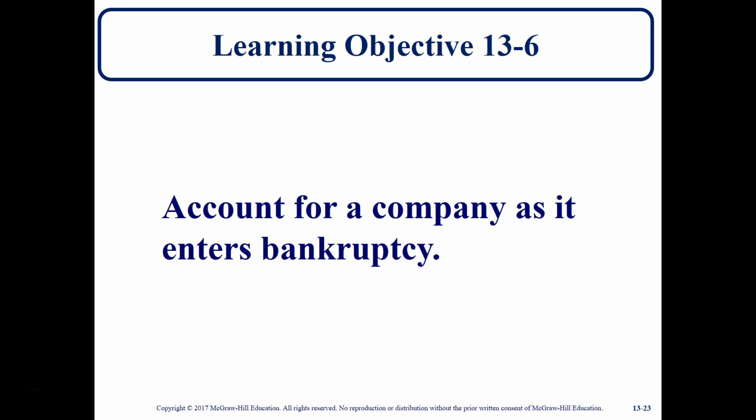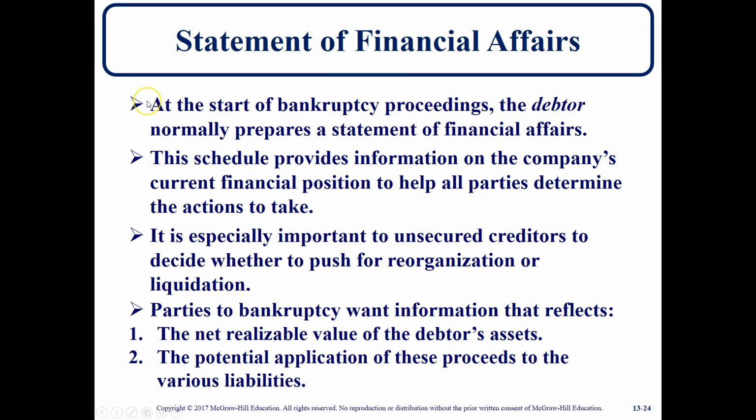The sixth objective. Account for a company as it enters into bankruptcy. So the first thing is we'll have a statement now called the statement of financial affairs. At the start of the bankruptcy proceedings, the debtor will prepare this statement. This schedule provides information on the company's current financial position to help all parties determine the actions to take. It is especially important to unsecured creditors to decide whether to push for reorganization or liquidation.